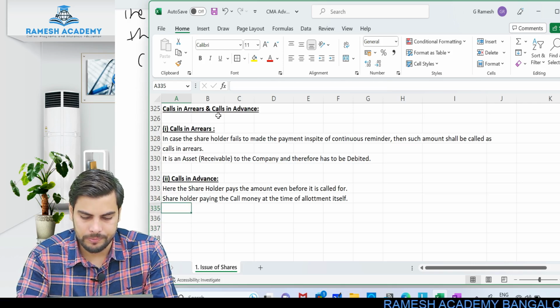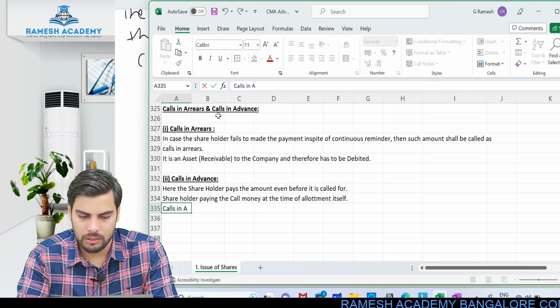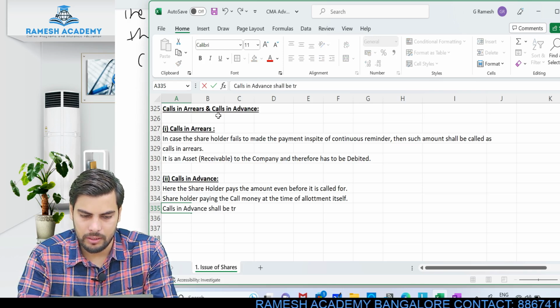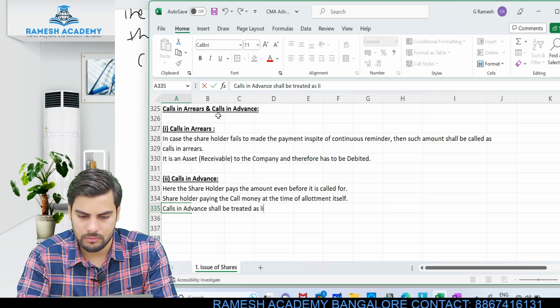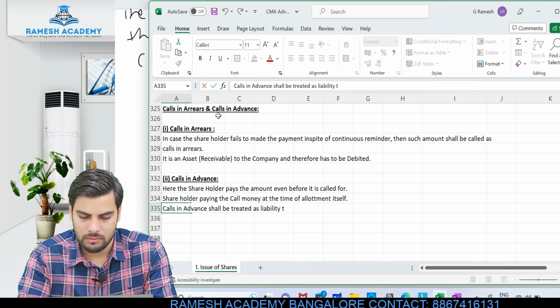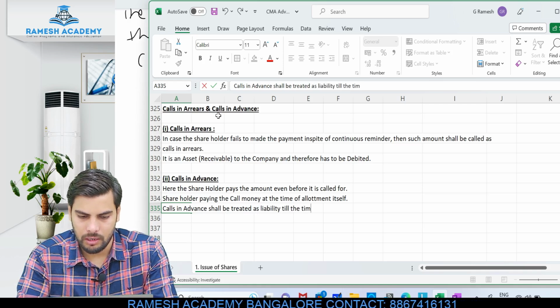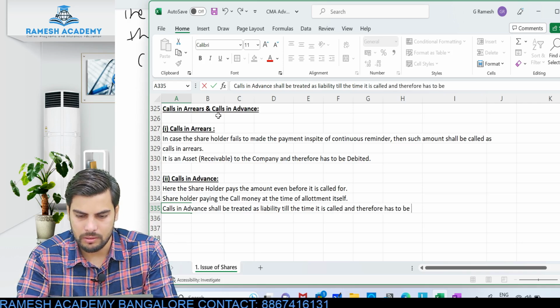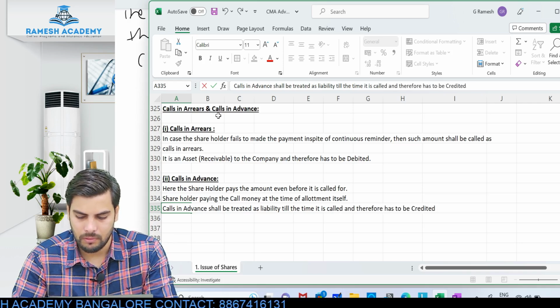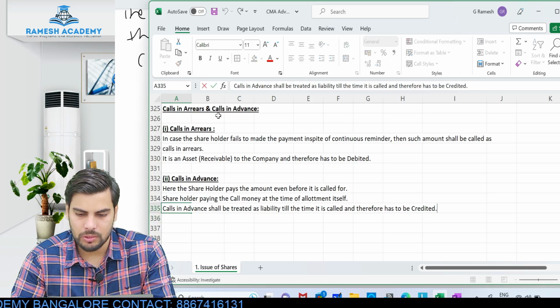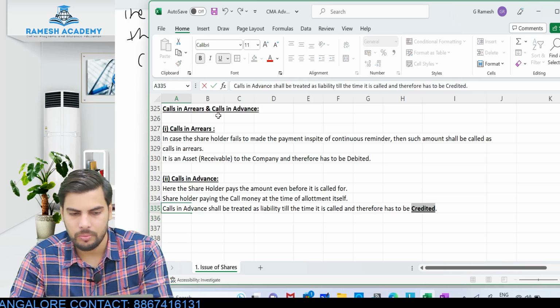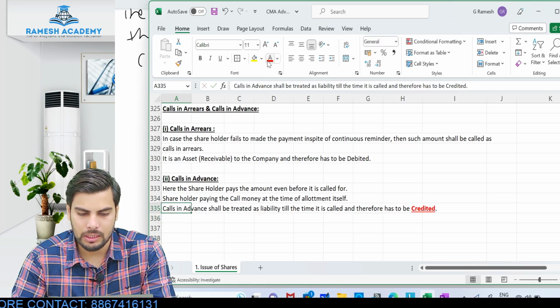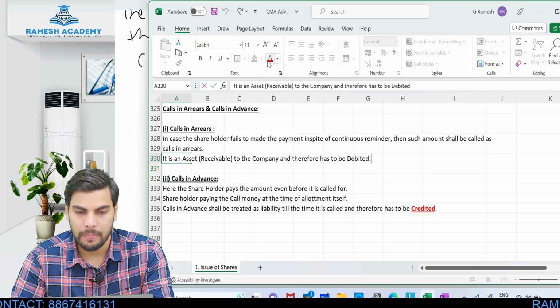Now calls in advance shall be treated as liability till the time it is called, and therefore has to be credited. So just try to remember this much. When it comes to calls in advance, it has to be credited. And what about calls in arrears? It is receivable and therefore it has to be debited.